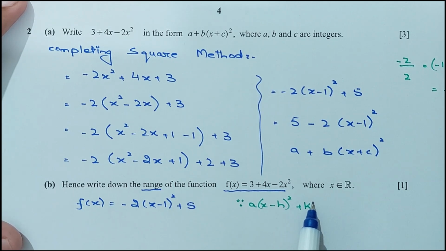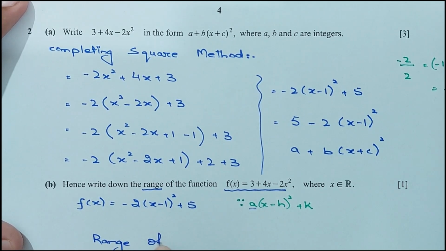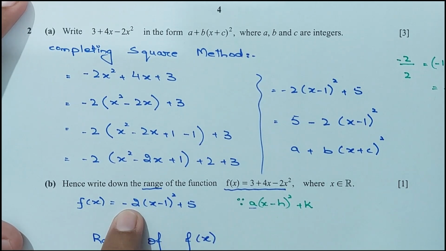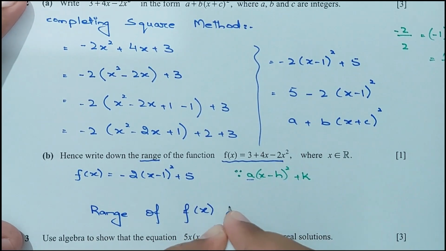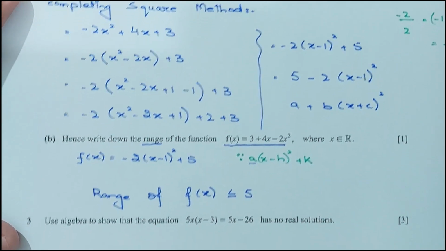The less or greater sign depends on a. When a is positive, we use greater than or equal. When a is negative, we use less than or equal. So we can say the range of f of x is, since the a value is negative 2, less than or equal to k, which is 5. This is less than or equal to 5. That would be the range.